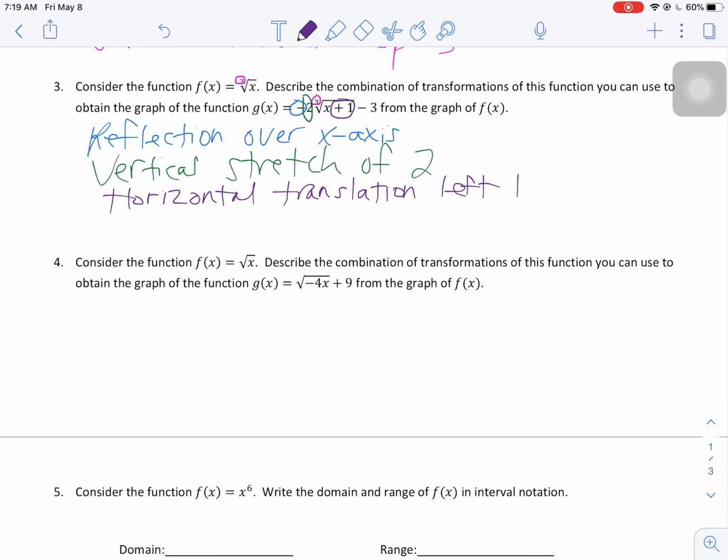left 1, and then that -3 in the back should be down 3, because your vertical translations are always as they should be. So vertical translation down 3. On number 4, we have this negative sign under the radical, so that's your reflection over the y-axis.